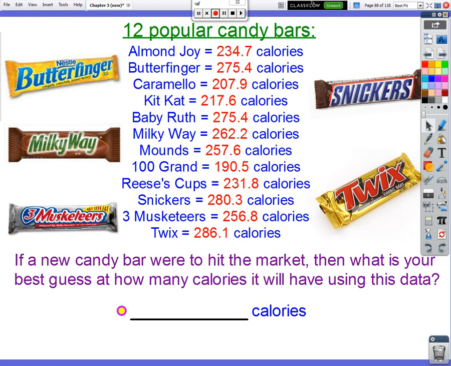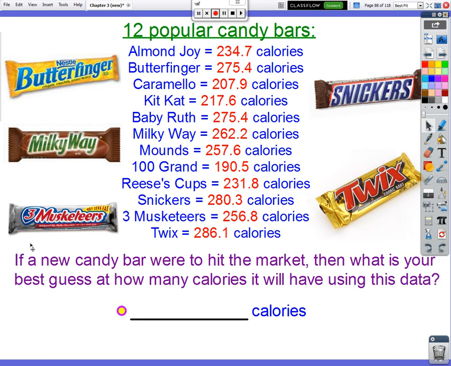Now imagine I have 12 popular candy bars here, and I know how many calories are in each of those candy bars. So we have a range: the minimum, 100 Grand, has 190.5 calories, all the way up to a Twix at 286.1. So we know we're in the 200 calorie-ish range, depending on the type of candy bar that we have.